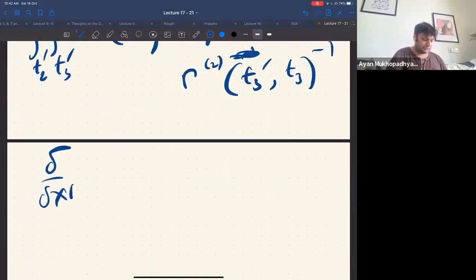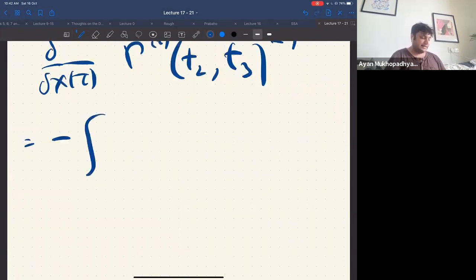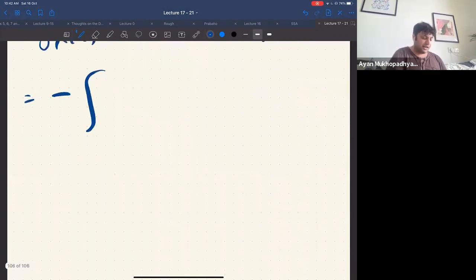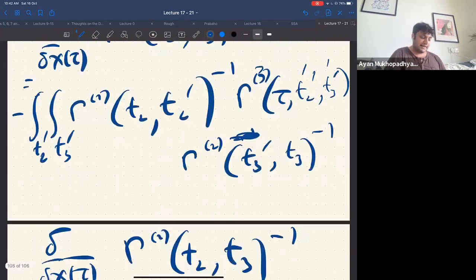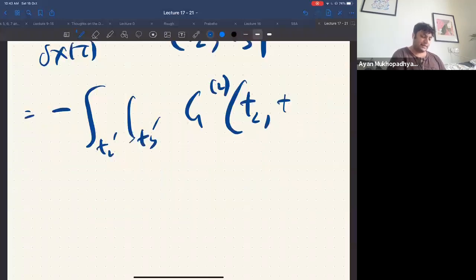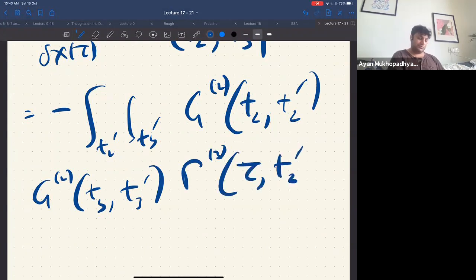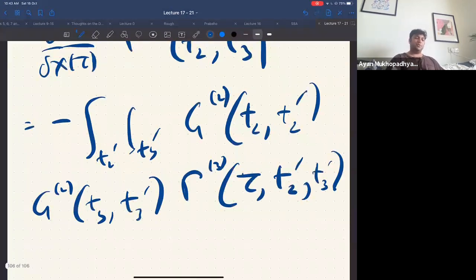delta by delta x tau of gamma 2 T2 T3 inverse is equal to minus, and then here I have a T2 prime integral, a T3 prime integral, and this is the exact propagator G2, T2, T2 prime, and then the exact connected propagator G2, T3, T3 prime, and then I have a gamma 3 tau T2 prime, T3 prime. Okay, so this is what I proved now.